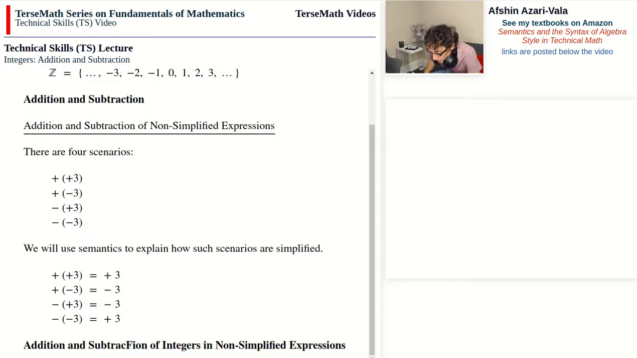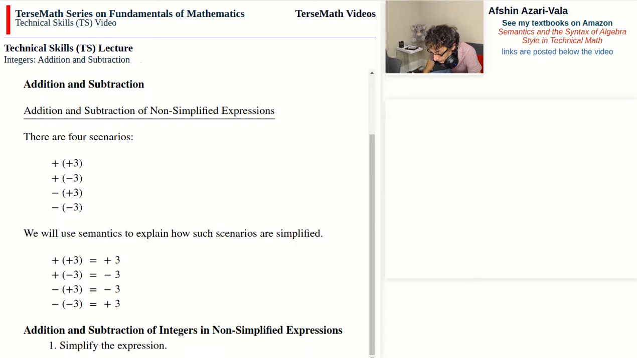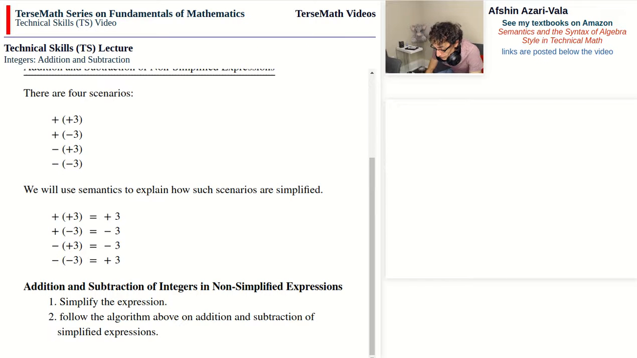So for addition and subtraction, and that should be subtraction, not subtraction. Let me just quickly correct this. There we go. For addition and subtraction of integers in expressions that have not been simplified, the first thing that we do is we use these rules, this understanding that we have about adding or subtracting positive and negative numbers to simplify the expression. And then we follow the rules that we had for evaluating expressions that have been simplified, by finding all of our gains and then adding all of our losses and subtracting the latter from the former.